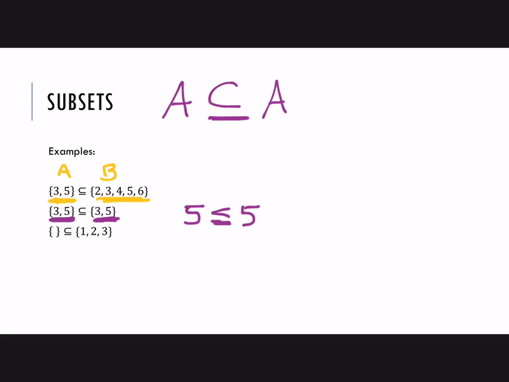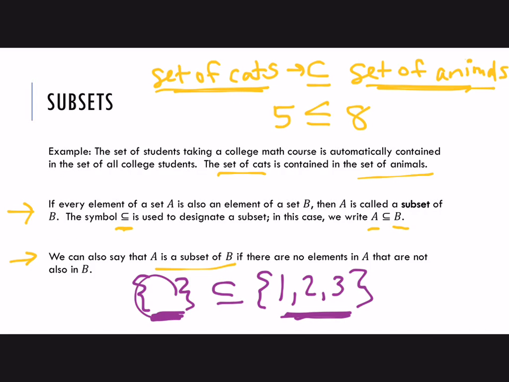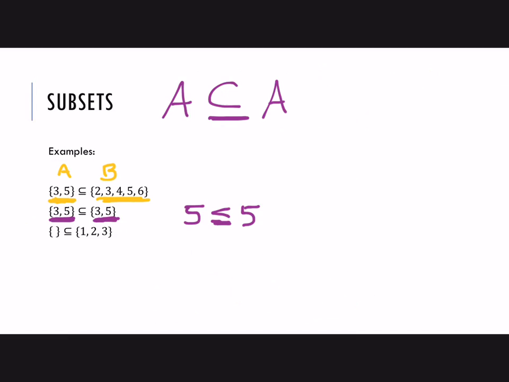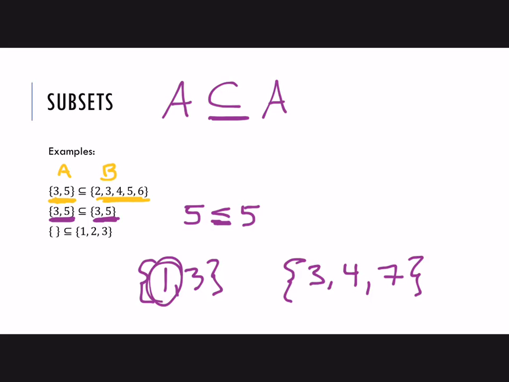Basically, what I'm looking for is that I don't want to see any odd things in here that I didn't get from this set. If I don't have anything in here that's not from here, then I'm good to go. An example of one that's not a subset would be {1, 3} and {3, 4, 7}. I have this oddball one that didn't come from the set on the right, so that's not a subset.